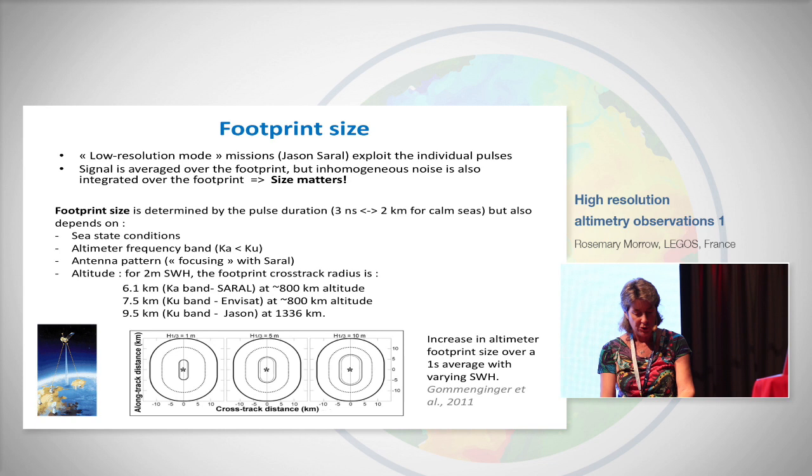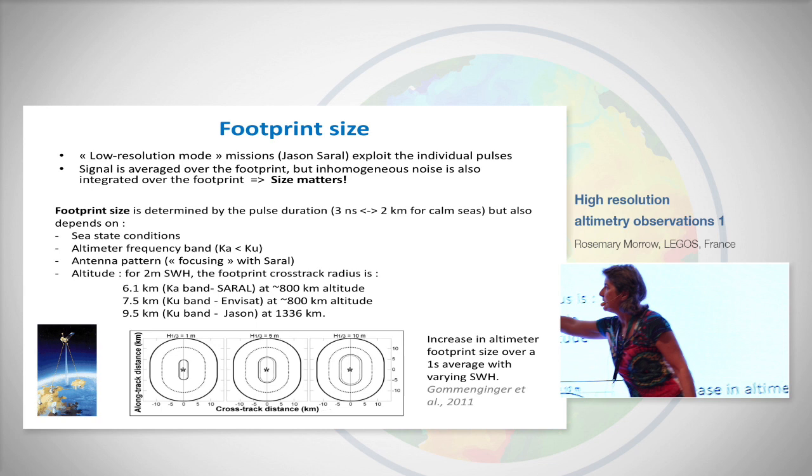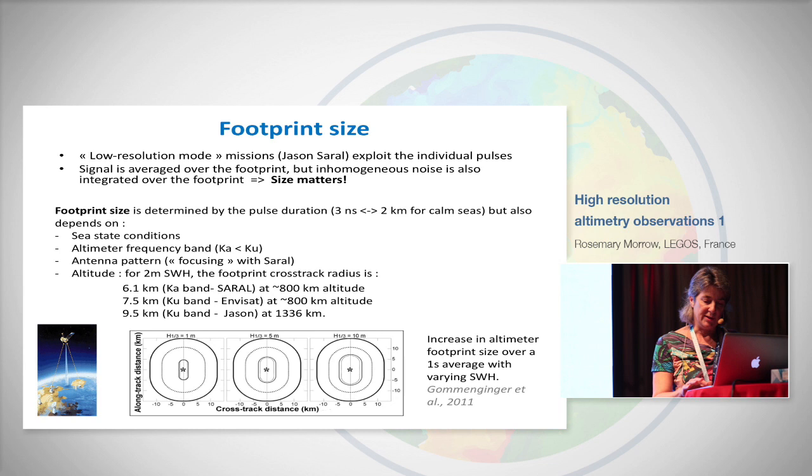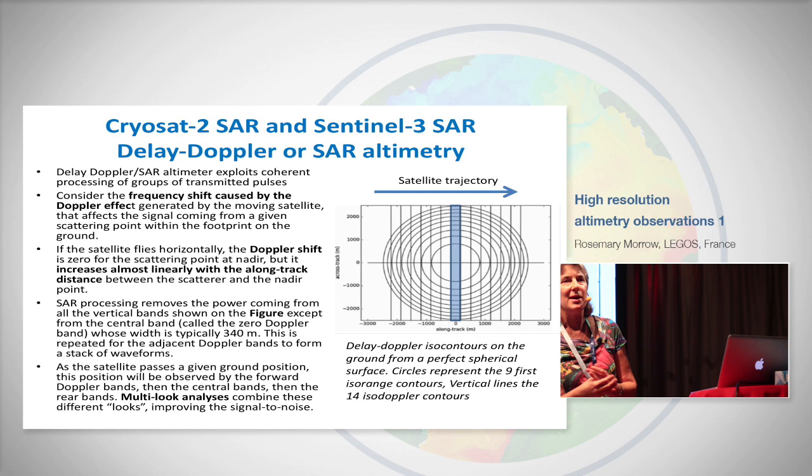If you're at lower altitude, you'll have a slightly smaller footprint. And so these are sort of the statistics for SARAL, Envisat, Jason. This means that our signals are being analysed over a small or large footprint size if we're going between SARAL and Jason.